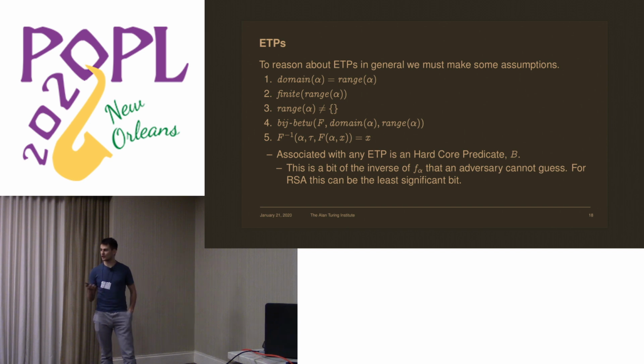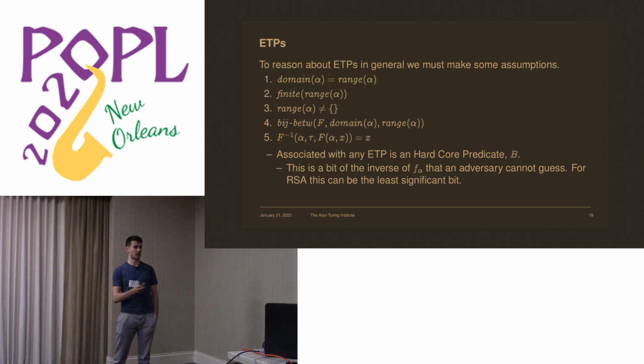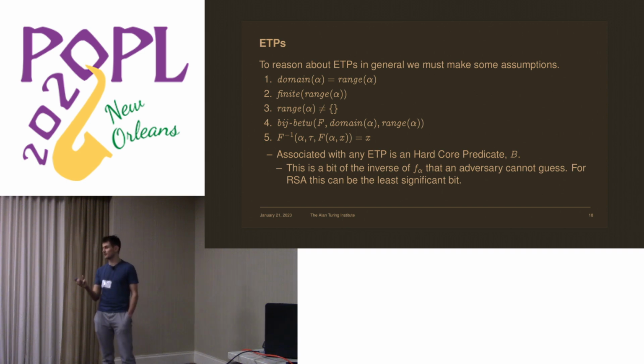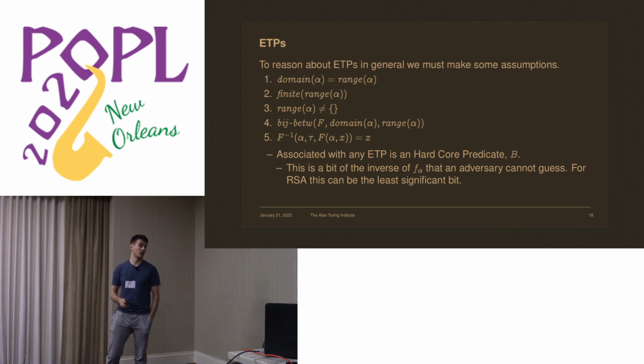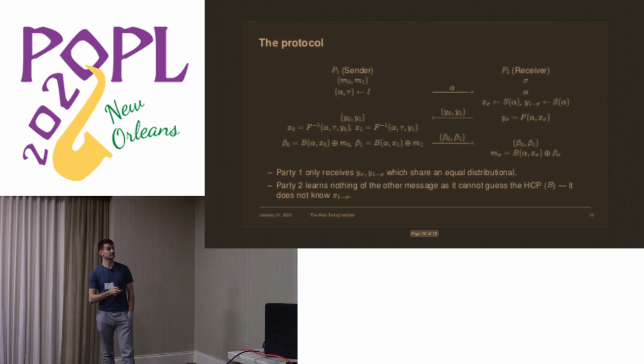And the key security aspect to an extended trapdoor permutation is this hardcore predicate B. This is the bit of the inverse that we know cannot be guessed. And for RSA, for example, this is the least significant bit. But this is the security property that we need on these extended trapdoor permutations. And we'll see it in the protocol in a second.